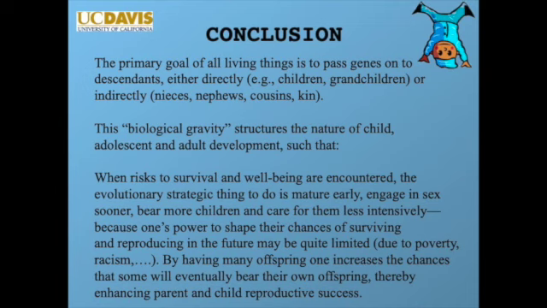This biological gravity structures the nature of child and adolescent and adult development, I would argue, such that, to repeat, when risks to survival and well-being are encountered, the evolutionary strategic thing to do is mature early, engage in sex sooner, bear more children, and care for them less intensively. Why? Because one's power to shape their chances of surviving and reproducing in the future may be quite limited due to poverty, racism, etc. By having many offspring, one increases the chances that some will eventually bear their own offspring, thereby enhancing parent and child reproductive success.